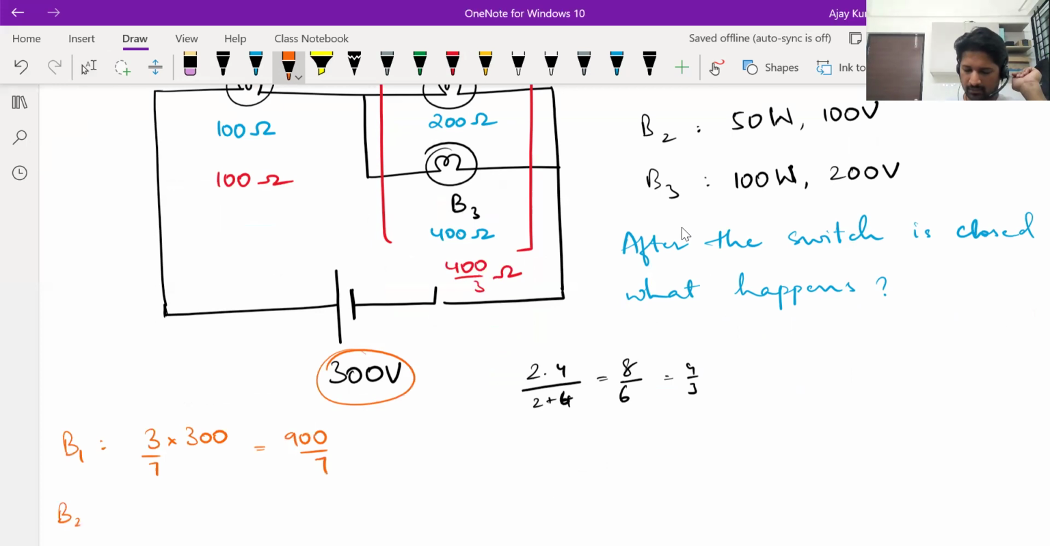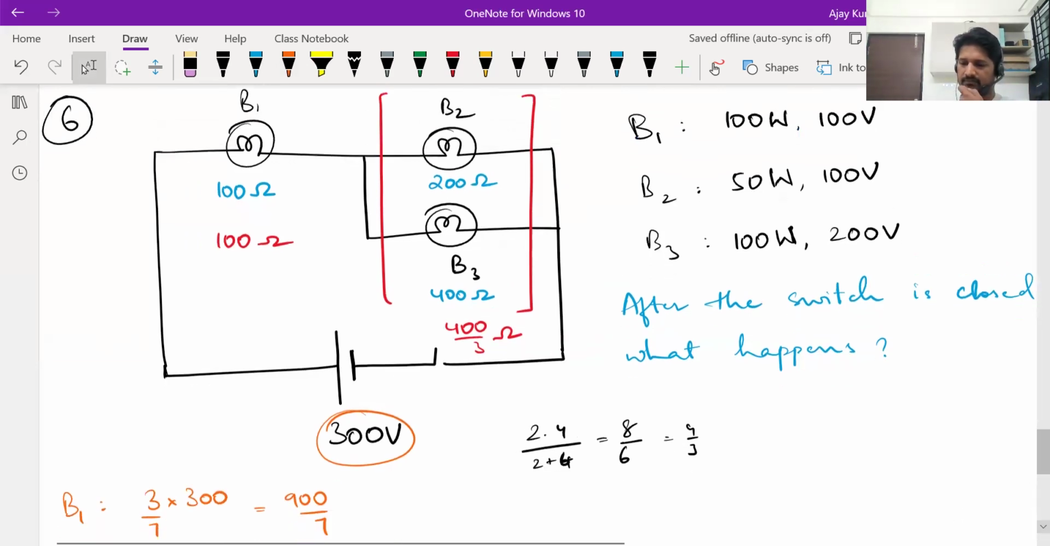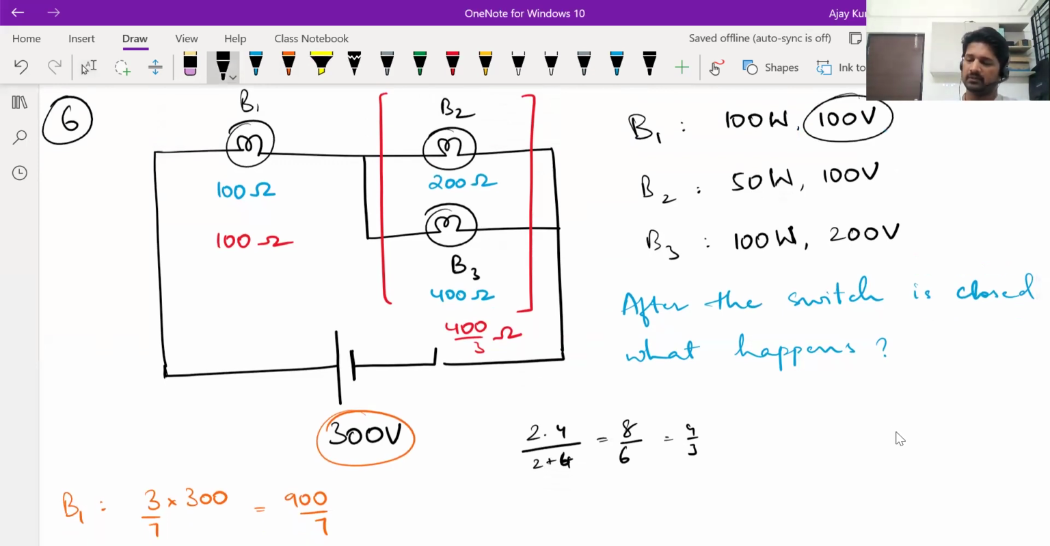And B2 and B3 together, they're in parallel, so they'll get a common voltage. The B2, B3 combination gets a voltage of 4 by 7 of 300. That is 1200 by 7. Okay. Now if B1 gets 900 by 7 volts, will it operate safely? B1's rated voltage was 100. No. 900 by 7 is more than 100. So B1 will get fused. The moment you close the switch, B1 will get fused.